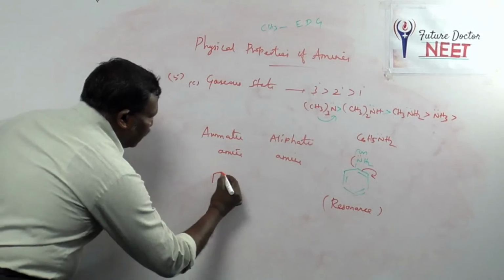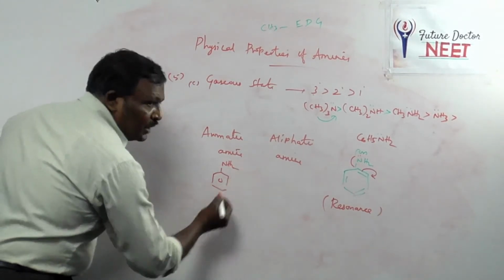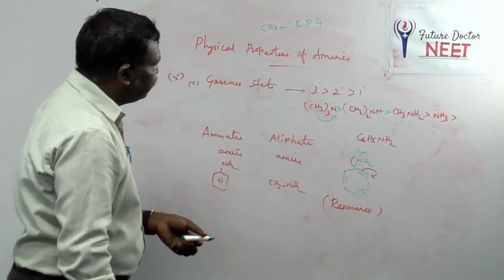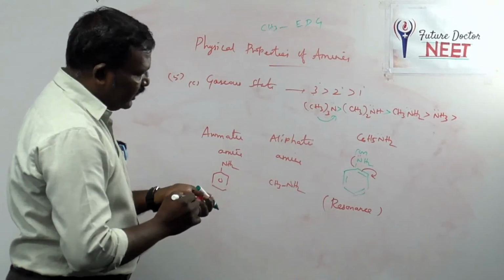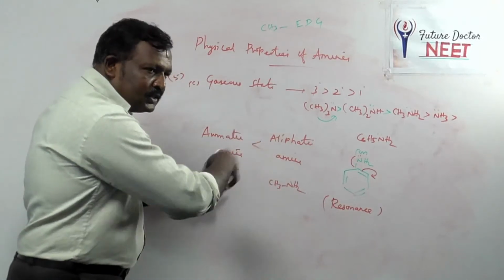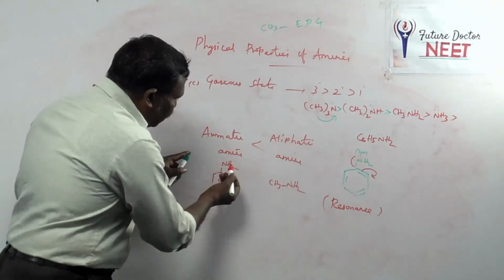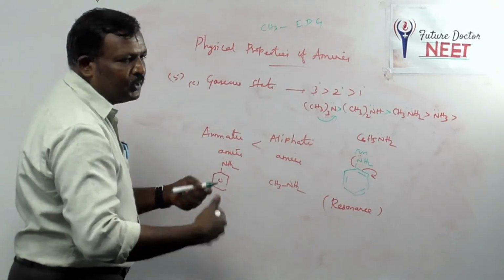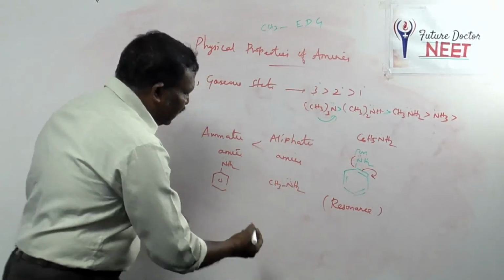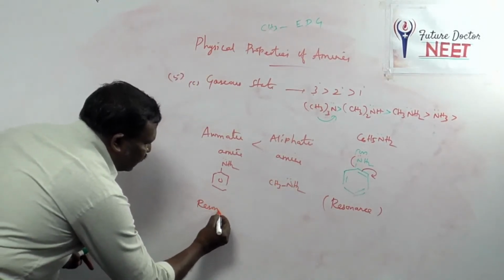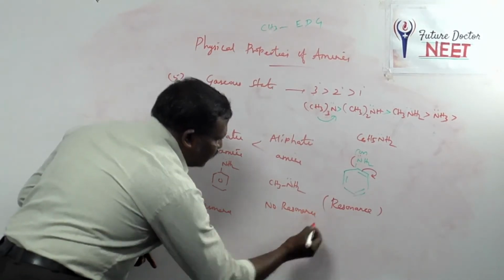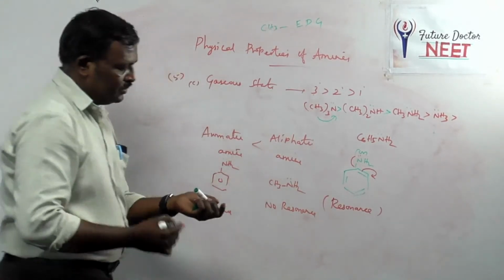Aromatic amine means what? Aromatic amine is what? Aniline. Aliphatic amine is what? Methanamine. Who is more basic? Aliphatic is more basic. Correct or not? Because in aniline these electrons are used to delocalize the pi bond. This lone pair of electrons cannot be given to anyone. But here it can give. Here, resonance. Here, no resonance. Understood? Just note down.